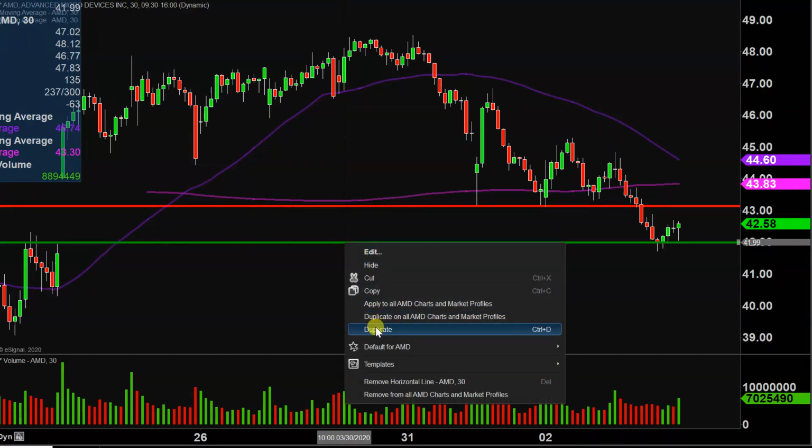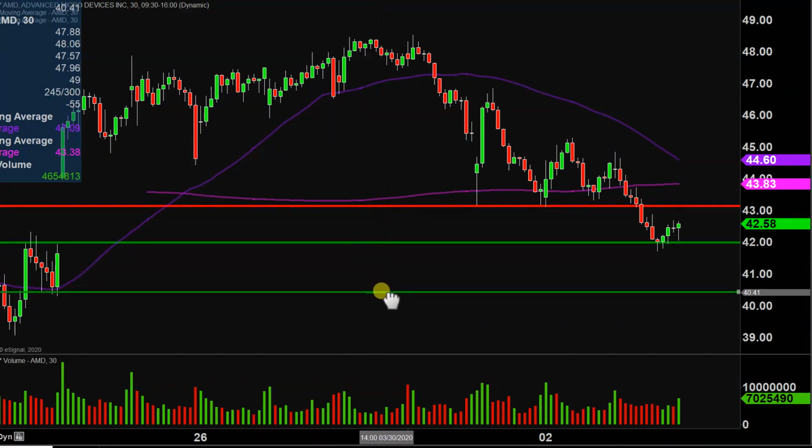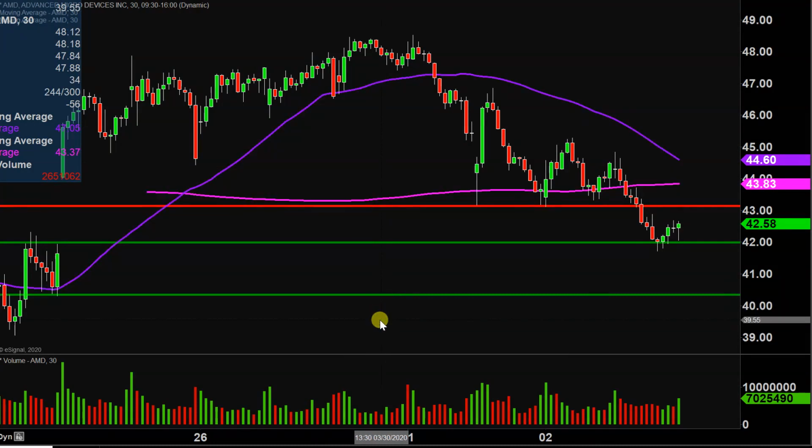If that level doesn't quite hold up, then the next key level of support after that is not until down there around $40.30. So overall, rough day. But like I said, at least the price started to show some strength going into the close. So we'll see if the bulls can carry that over the weekend and start to build upon this momentum next week.